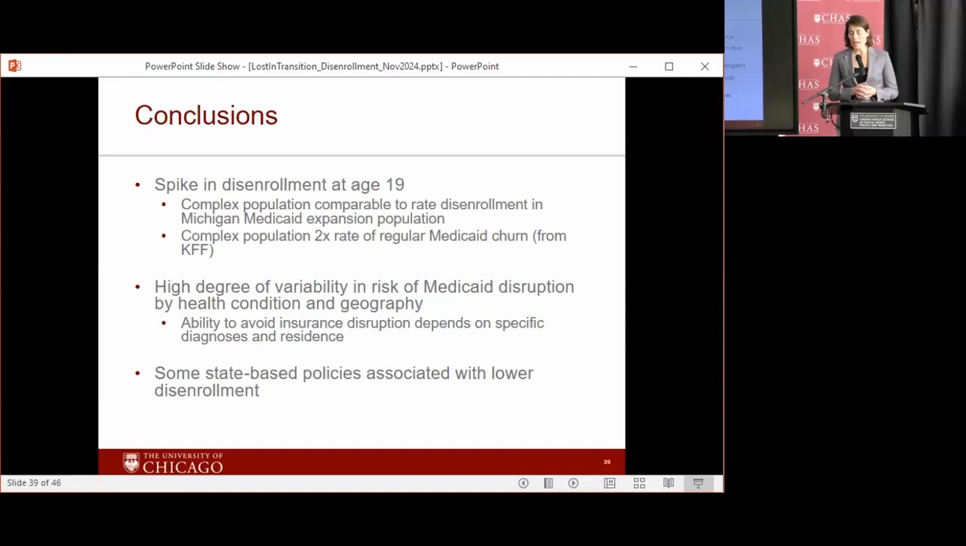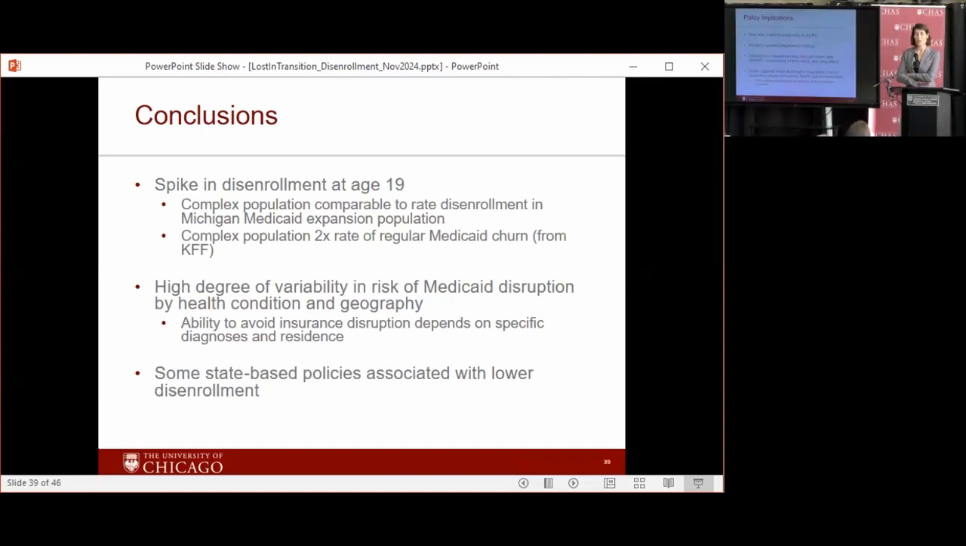We also found a high degree of variability in the risk of Medicaid disruption by both health condition and geography. So I think, hopefully that was clear looking at different states. It really depends on where you live and what specific condition or conditions you've been diagnosed with, whether or not you will have your insurance disrupted at age 19. And then again, just preliminarily, we've found some state-based policies, particularly having a home-based community services transition waiver, associated with lower risk of disenrollment.